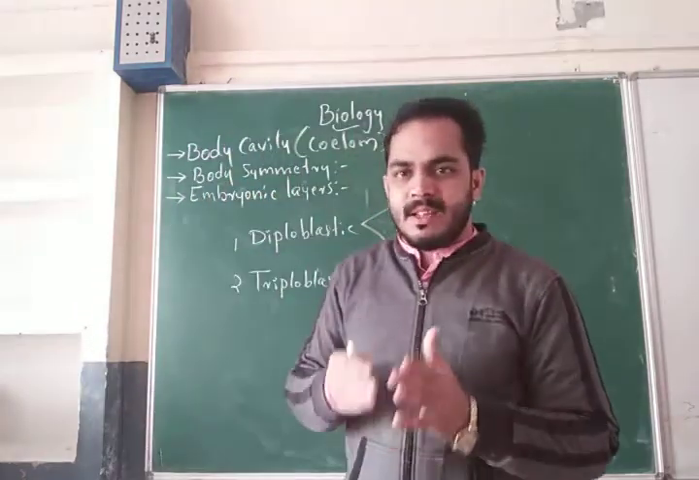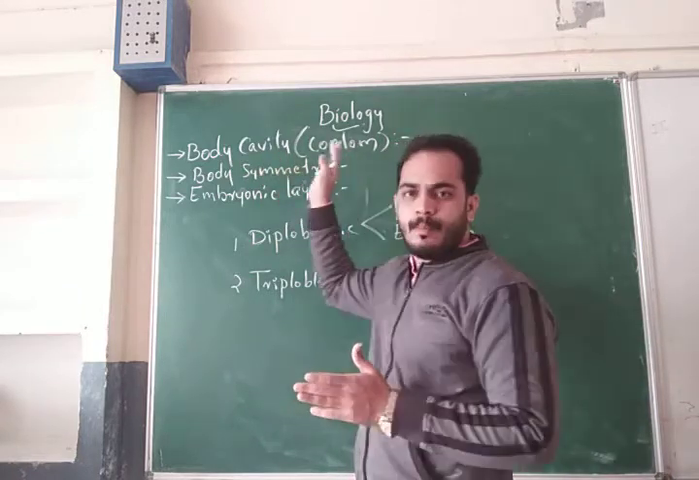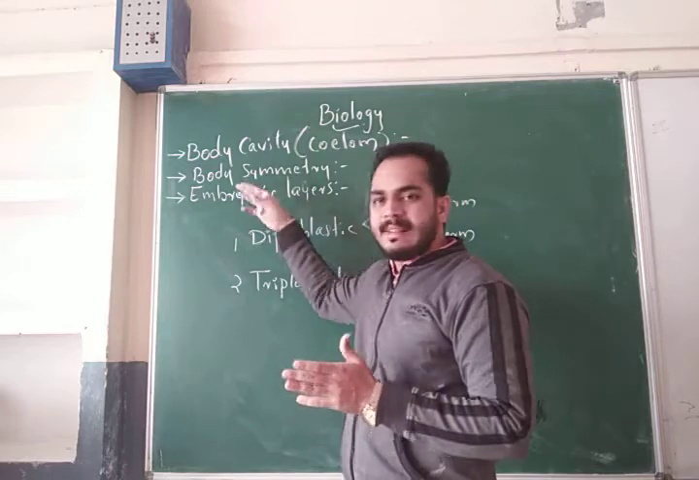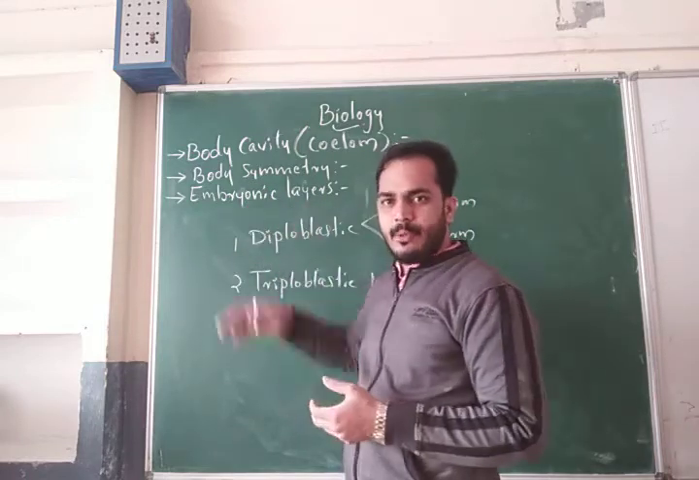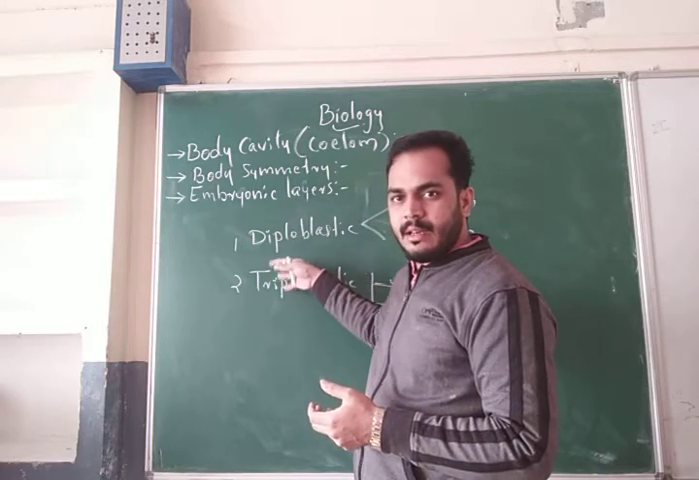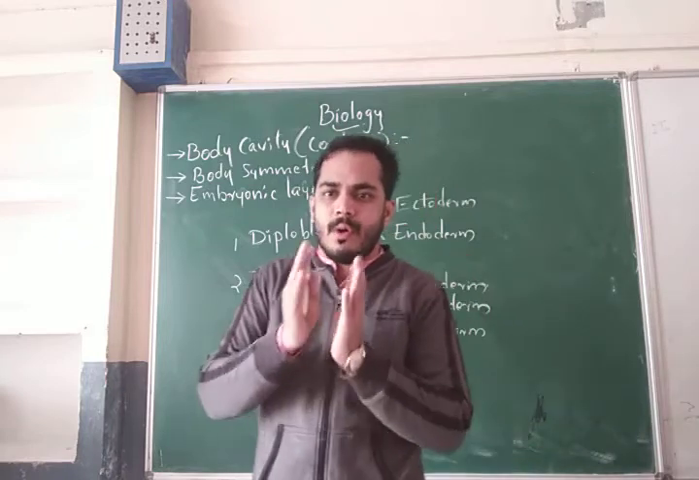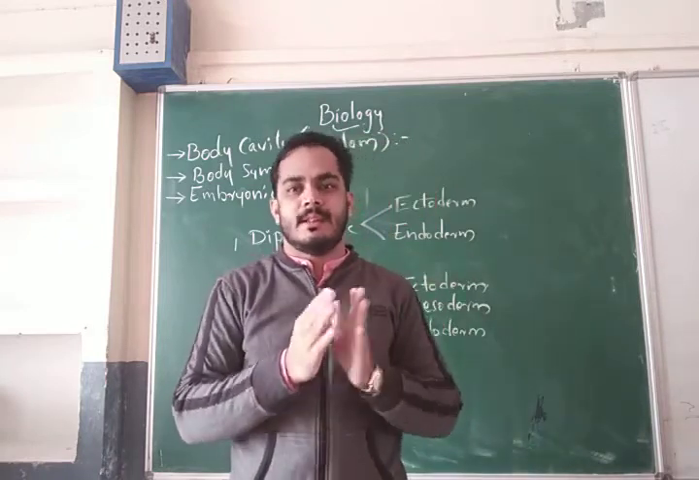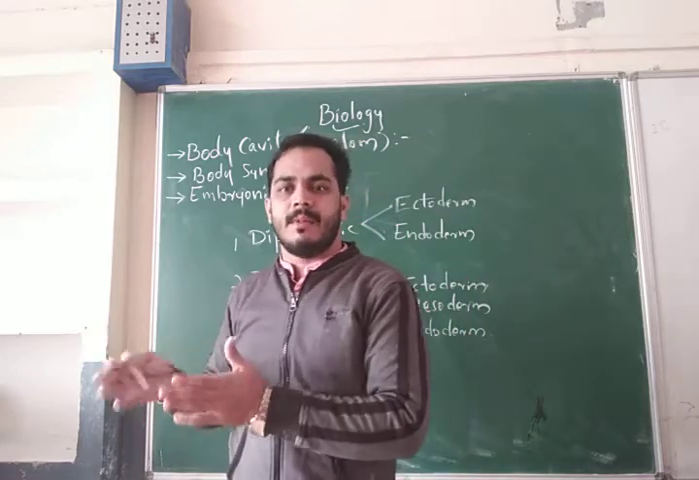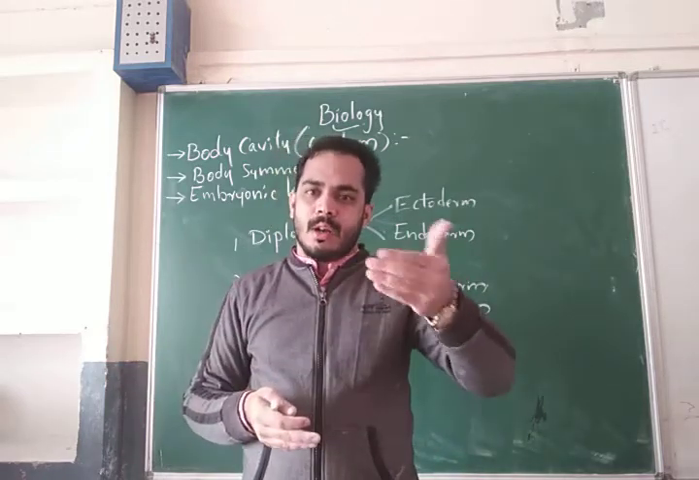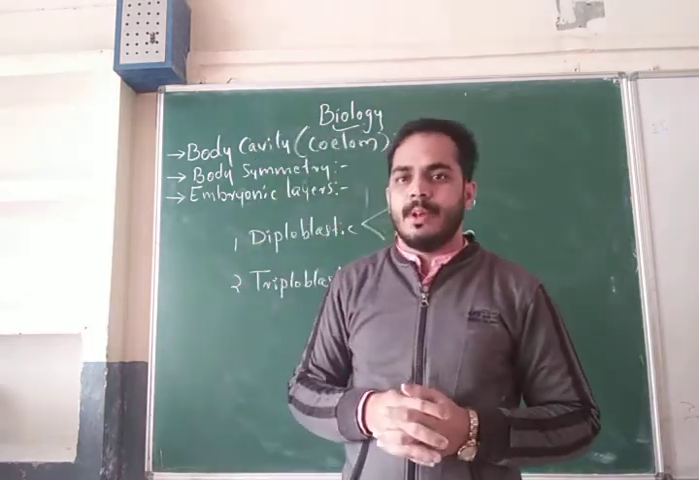So today I gave the explanation about body cavity, that is coelom, the next one body symmetry, and the next one the embryonic layer. The embryonic layer has two categories, diploblastic and triploblastic. Some organisms have cells with only two layers, outer and inner, and some have three layers: outer, middle and inner. I hope all of you understood this topic. Thank you.